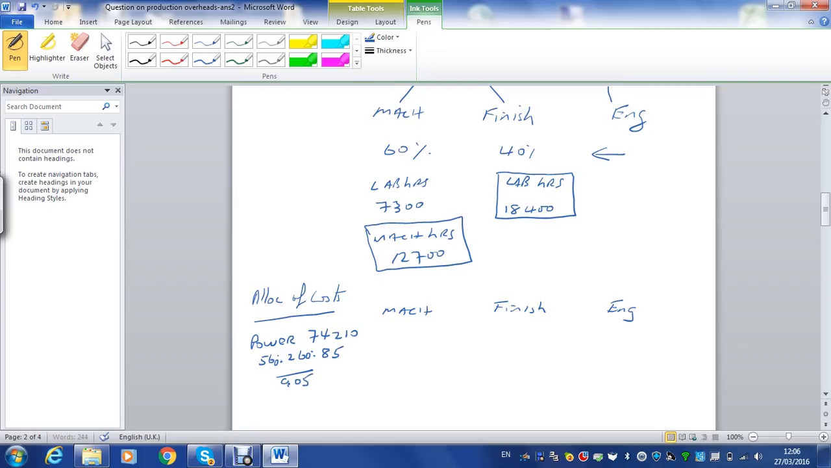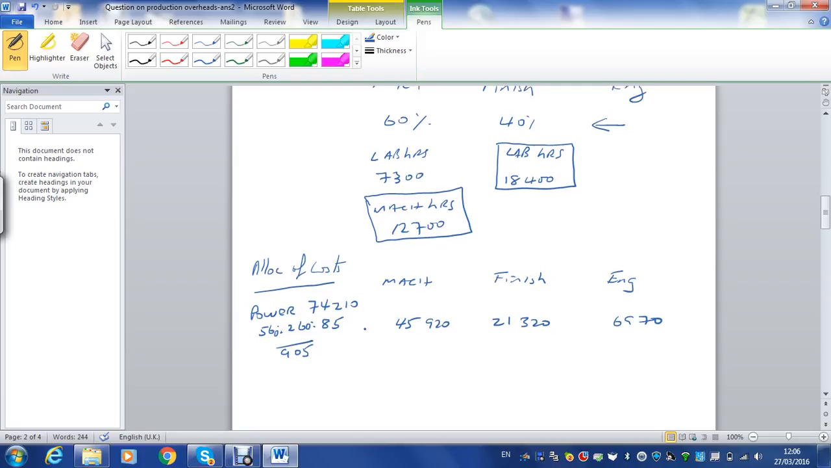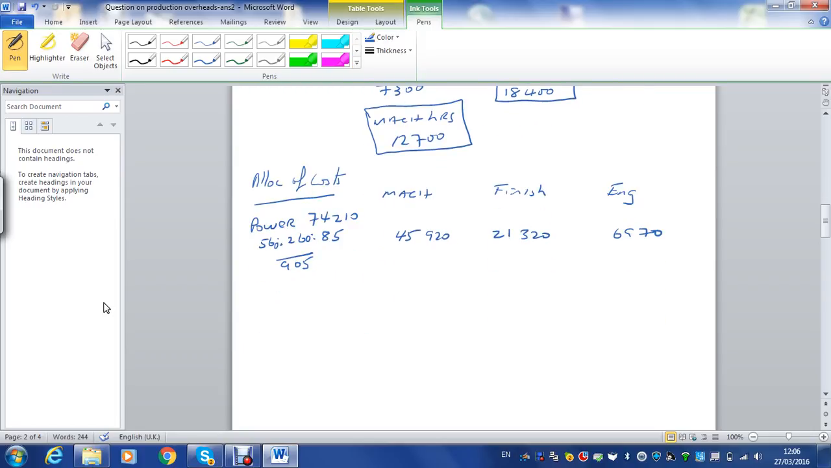So 560 divided by 905 multiplied by 74,210 comes to a magic figure of 45,920. Similarly, 260 over 905 multiplied by 74,210 is 21,320, and 85 divided by 905 multiplied by 74,210 gives you 6,970. When you add up these three figures, you get a total of 74,210. Straightforward. There's the power one.